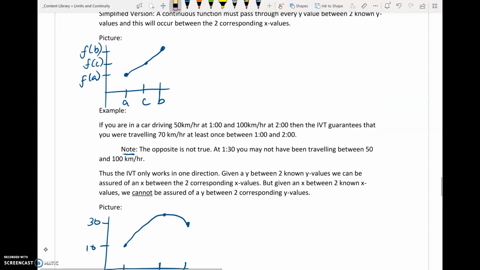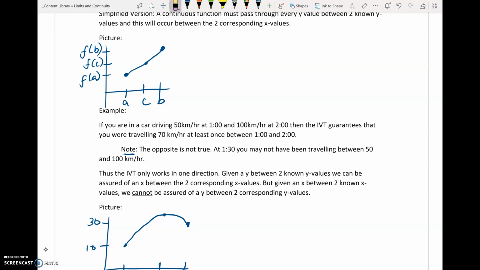So a good example of this is if you're driving a car and you're going 50 kilometers per hour at 1 o'clock, 100 kilometers per hour at 2 o'clock, the IVT will guarantee that you have to travel 70 kilometers per hour somewhere in between 1 o'clock and 2 o'clock. Because to get from 50 to 100, you're going to have to pass through 70, guaranteed.